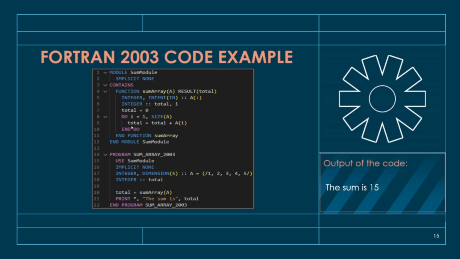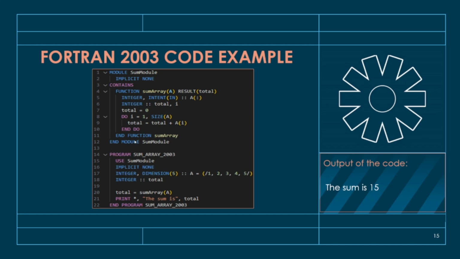And then for each position in the size of the array, we're going to be doing total plus A(i), which is going to be the total plus 1, the total plus 2, total plus 3, 4, 5, and it's going to end that. It's going to end the function, and then end the module.